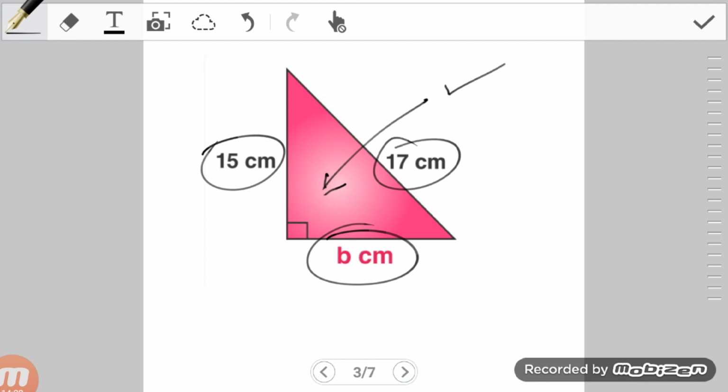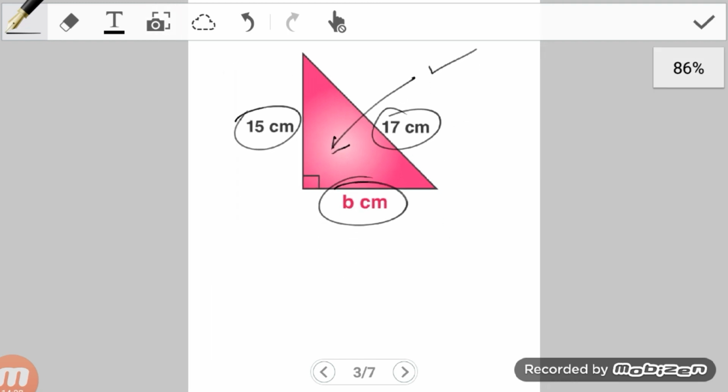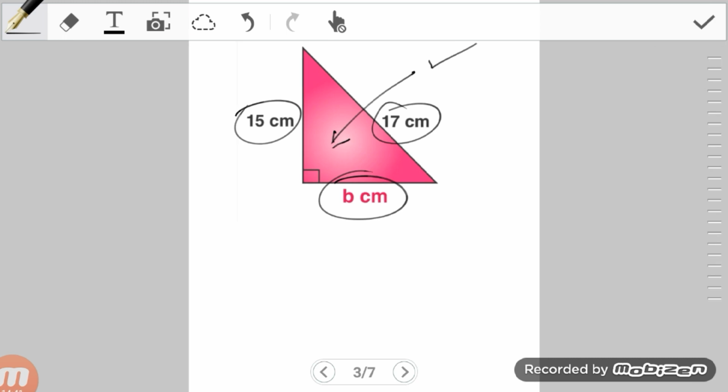All right, now it doesn't matter which 2 sides are given. You could be given 2 legs, or you could be given a leg and the hypotenuse. But once you're given 2 sides, then we know the Pythagorean theorem is what we have to use here. So now, once again, c squared is going to be equal to a squared plus b squared.